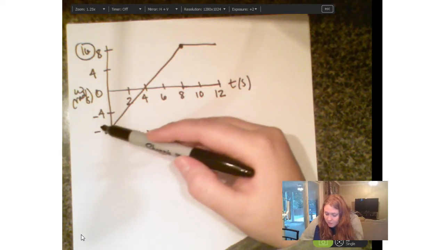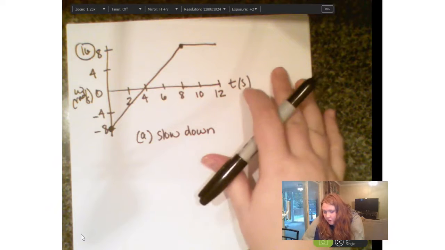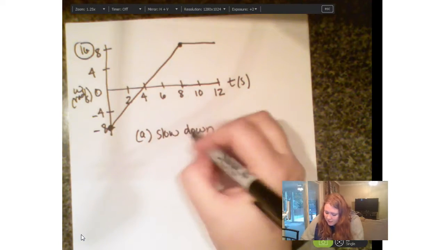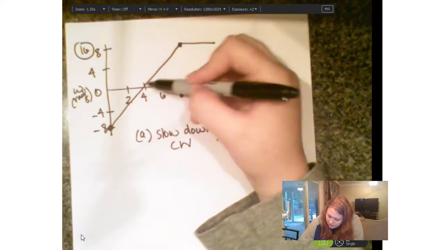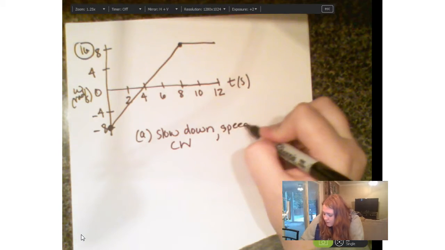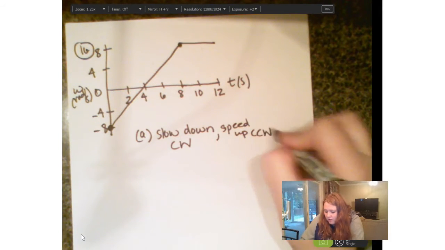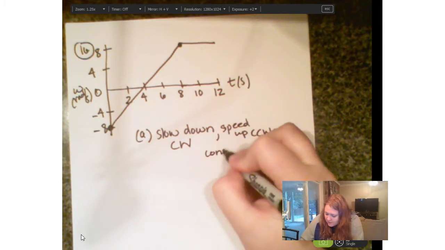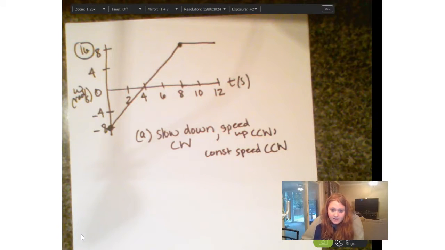Now, because my omega, my angular speed, is negative, that indicates a direction. And if you remember, when we first started rotational motion, we said that negative was a clockwise rotation. So it must be slowing down clockwise. And then from 4 seconds to 8 seconds, it's leaving 0 radians per second. So now it's speeding up in a positive direction, or when we're talking about rotation, we would say counterclockwise, because positive is counterclockwise. And then finally, we continue at a constant angular speed, counterclockwise. Again, it's going to be positive.